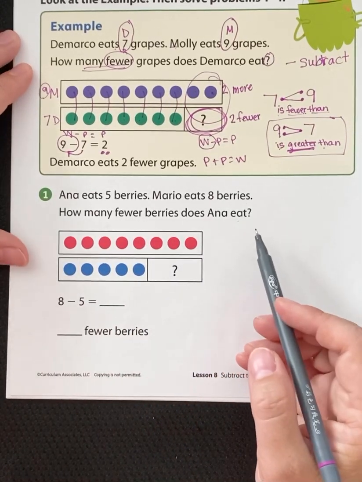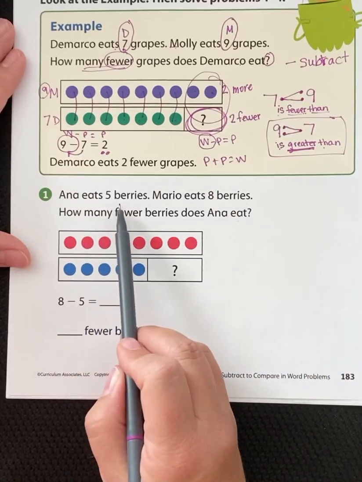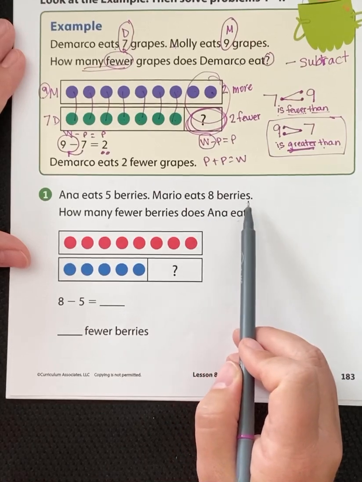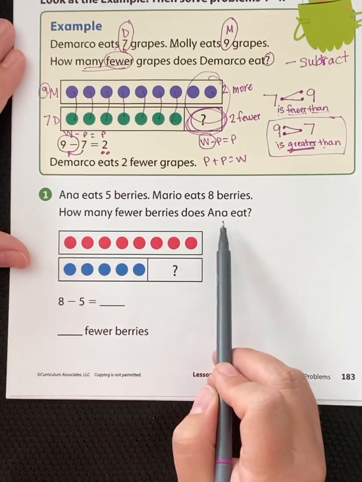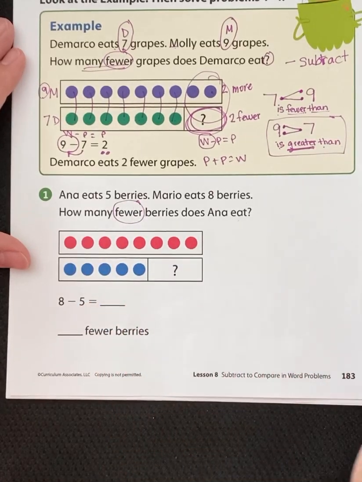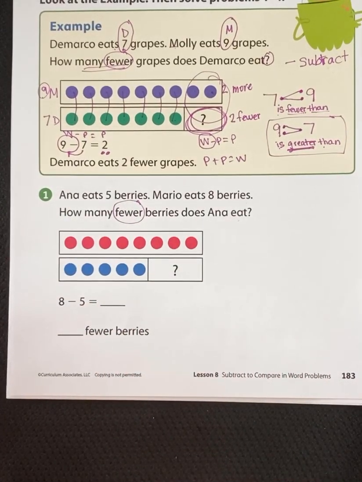One more time. This time close your eyes. Anna eats 5 berries. Mario eats 8 berries. How many fewer berries does Anna eat? So how many fewer? How many more than? How many less than? Those mean subtract. How many fewer? How many less? What's the difference? Those mean subtract.